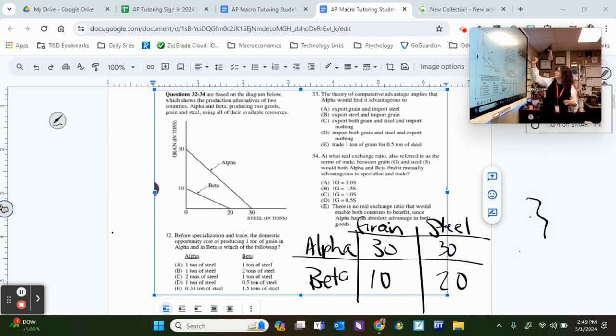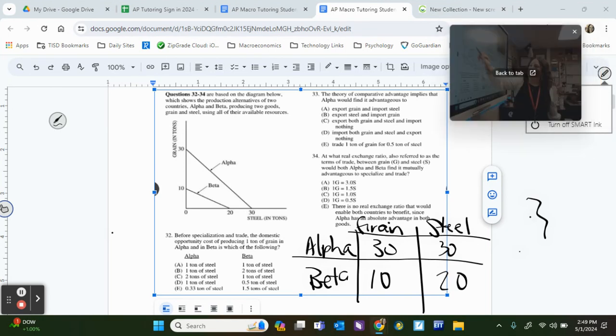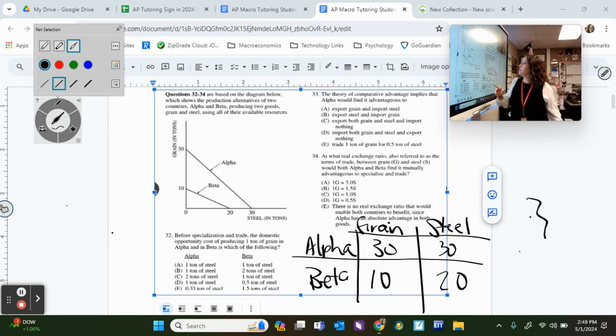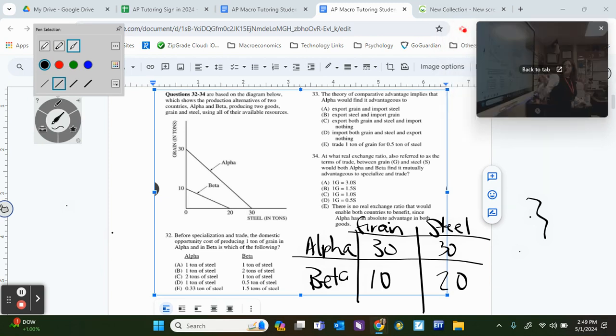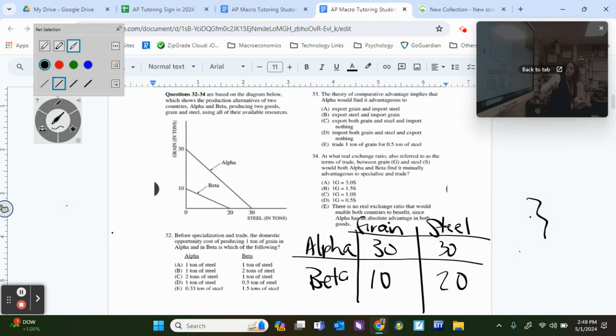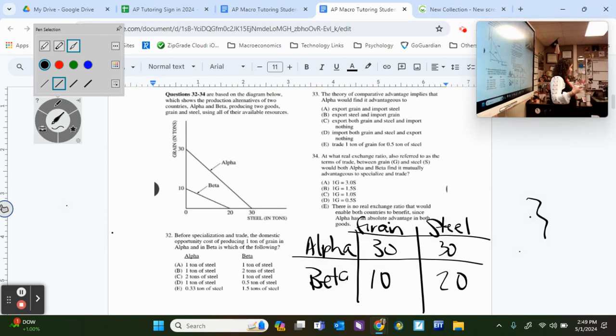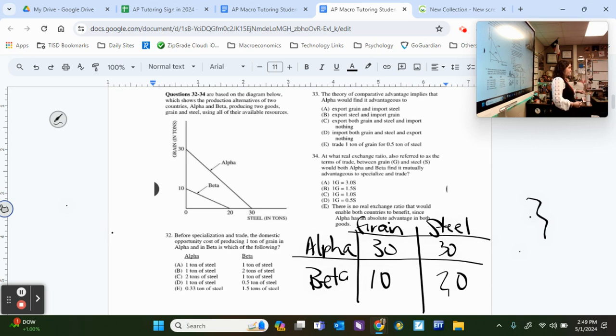Let me just change the thickness of my pen really quick. Is it output? It is output because, first off, it's a PPF curve, and PPF curves can only show output. It also says tons, which is what you make, rather than hours or days, which is what it takes to make steel and grain. It's asking how much the cost of grain is, but we're going to do the whole thing, and then we'll plug in our answers. So other comes over: 30 over 30, 30 over 30, 20 over 10, 10 over 20, and then you simplify.